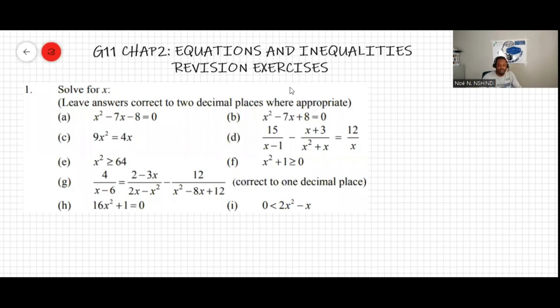Well, now we are going to do a revision exercise on equations and inequalities. We can start with question 1, that is solve for x. This question says leave answers correct to 2 decimal places where appropriate. Okay, let's start with A.